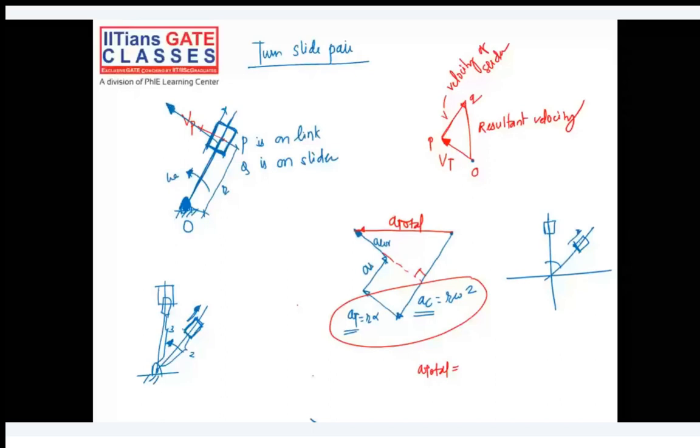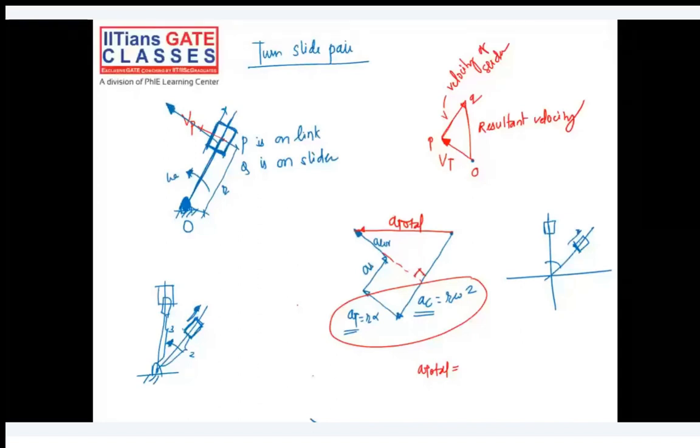I know the base of this triangle is centripetal acceleration minus acceleration of slider, correct? This is the base square plus height, which is the Coriolis component of the acceleration. If you take a root of it, I'll be getting the total acceleration. Are you following this? Hello, is it clear to you all till this? Till the Coriolis component of the acceleration?